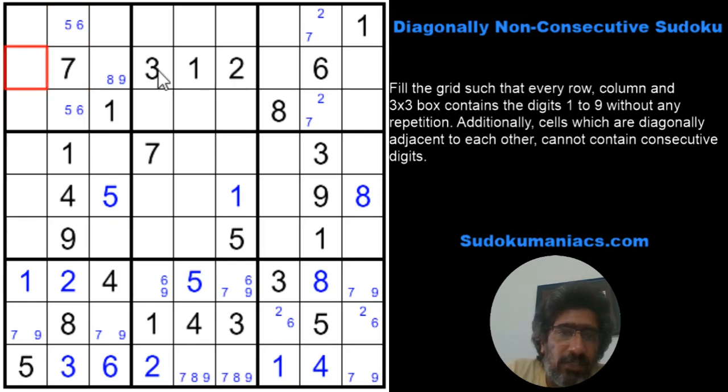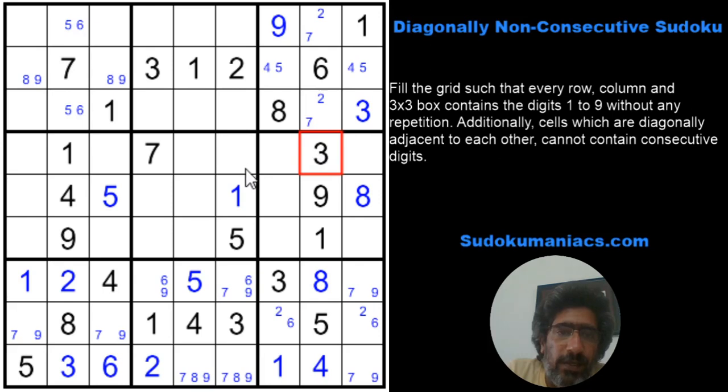So I can't have a 1, 2, 3, 4, 5, 6, 7. So this again becomes an 8, 9, which gives me 4 and a 5. Correct? So that's 9 is locked here. So this is a 3, this is a 9. 3, 3, 3 can be in these two.